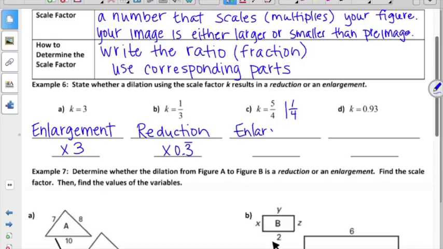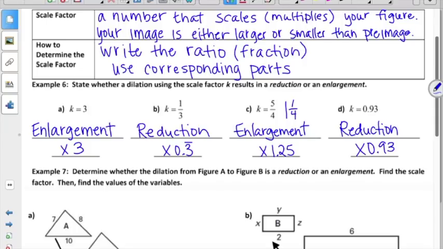Example 7. Determine whether the dilation from figure A to B is a reduction or enlargement. So we're going from A to B, and then we're going to find the scale factor. So I drew arrows. Example A, we can see that if we go from A to B, our triangle is getting larger. So that's an enlargement. And we're going to find the scale factor.